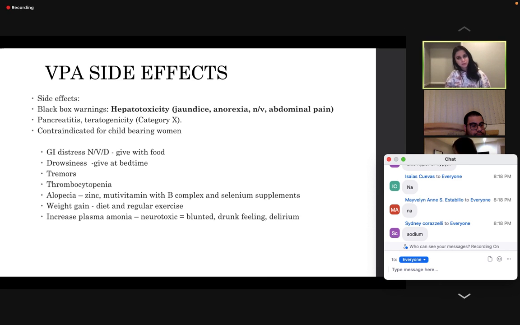Let's talk about the side effects of VPA, valproic acid. Okay, lithium beats up kidneys. This is all about the liver. Okay? Black box warning, hepatotoxicity, bleeding. Your liver, you're just going to monitor for that. Jaundice. Anorexia, nausea, vomiting, abdominal pain.